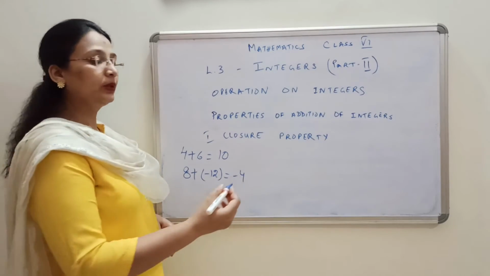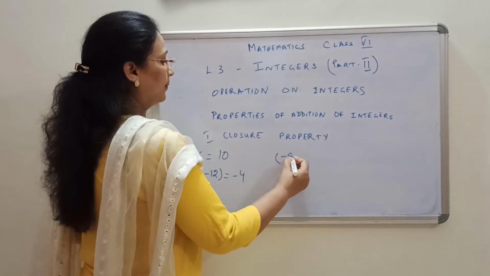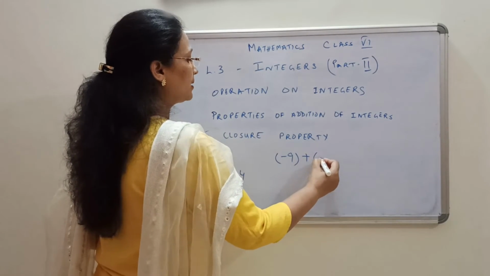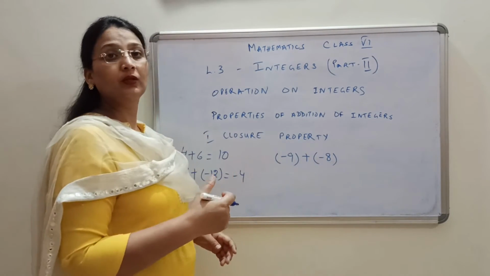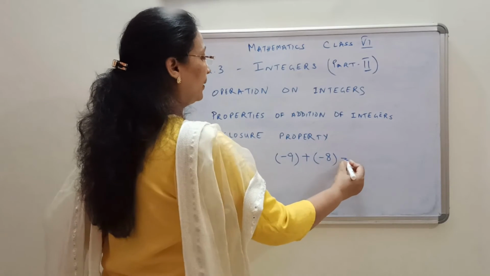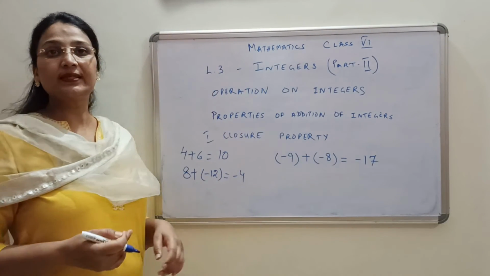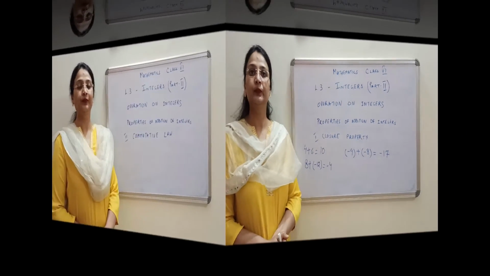Another example you can take: (-9) + (-8), and your answer will be -17, which is a negative integer.